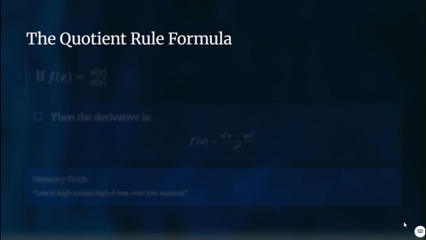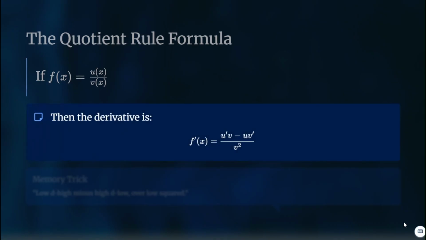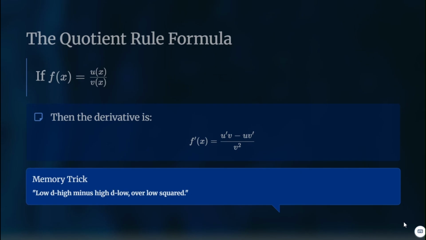Here's the quotient rule formula. If f of x equals u of x over v of x, then the derivative f prime of x equals u prime times v minus u times v prime, all over v squared. Here's a memory trick: low d high minus high d low over low squared. This mnemonic helps you remember: take the derivative of the top, multiply by the bottom, subtract the top times the derivative of the bottom, then divide everything by the bottom squared.